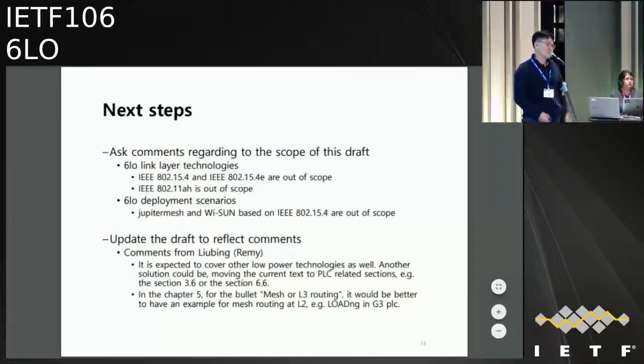I'm asking, and want to hear your opinion too, regarding the scope of this draft. Is it the best way to delete many parts which are related to IEEE 802.15.4 and 802.15.4e, and 6LoWPAN, as well as Wi-SUN and others? I would appreciate hearing your opinion.